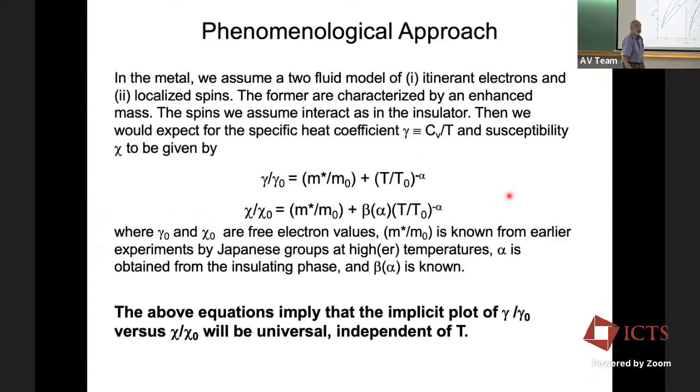Yeah. Sure, absolutely. So you have the common exponent alpha from both the gamma and the chi. Exactly. That comes out of this exchange coupled spin model. And beta of alpha, does that do anything strange? No, nothing. Well, the only strange thing is that when alpha goes towards one, it goes to infinity. Okay. But we are not at alpha equals one. But as you go through the metal insulator transition. Right.